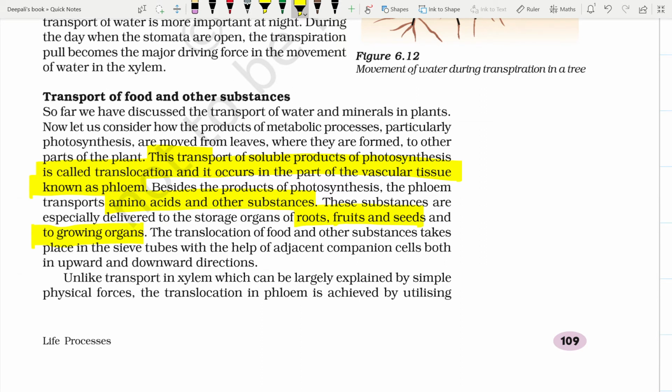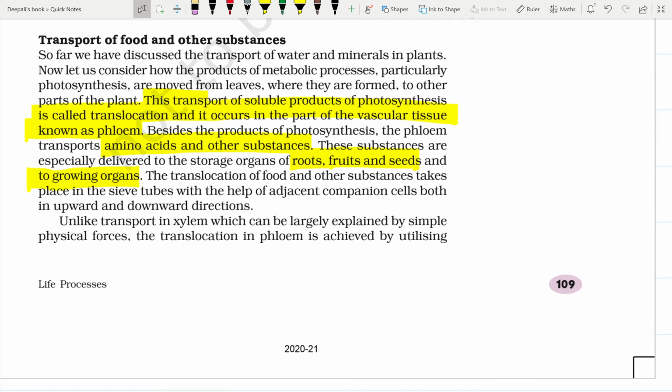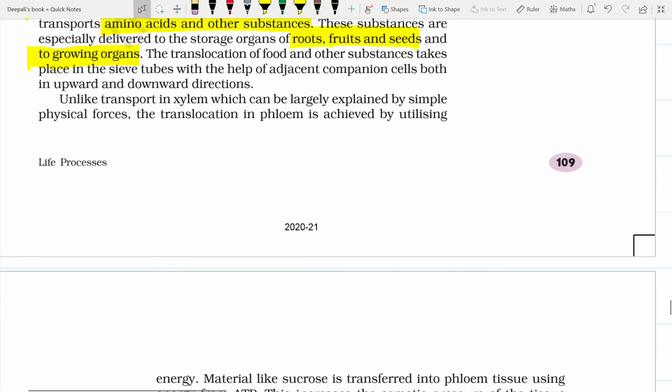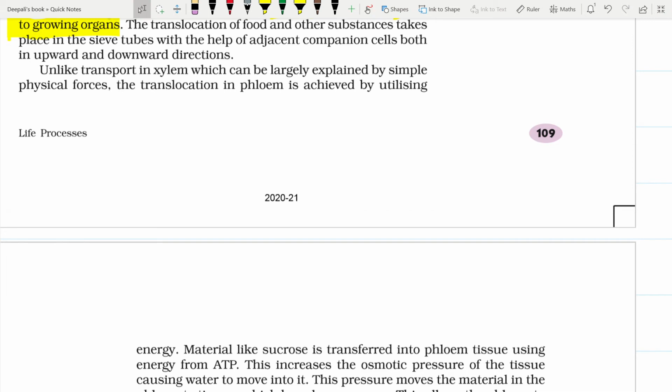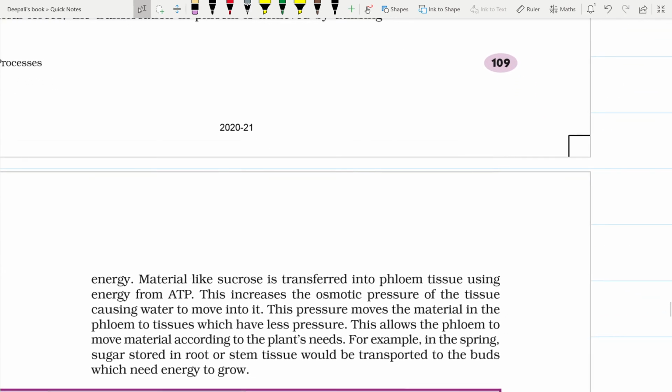The translocation of food and other substances takes place in the sieve tubes with the help of adjacent companion cells, both in upwards and downwards direction. So, that is how the transport of food occurs by the process of translocation. Unlike transport in xylem, which can be largely explained by simple physical processes, translocation in phloem is achieved by utilizing energy. So, in xylem, the process is a physical process just by simple difference in concentration, whereas the phloem transfers food with the help of energy.